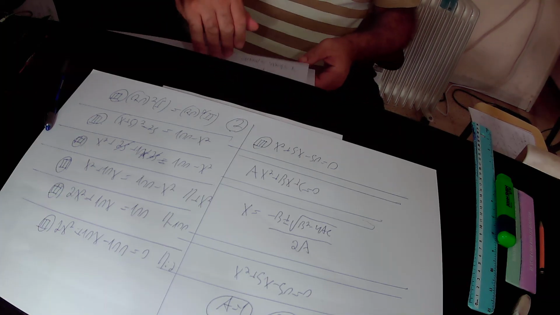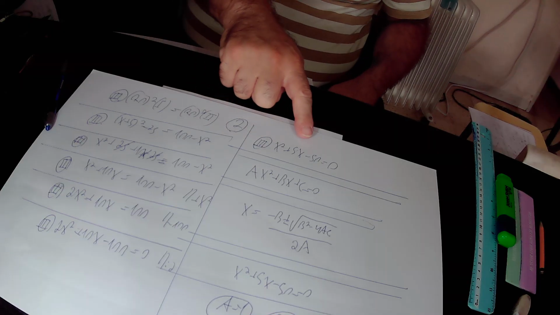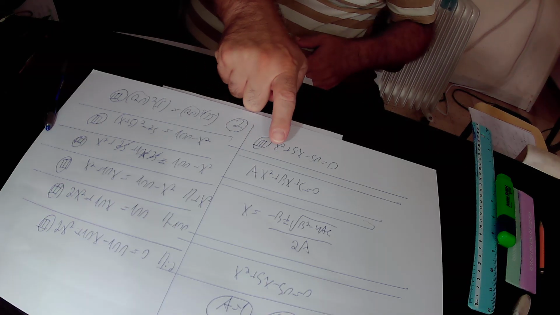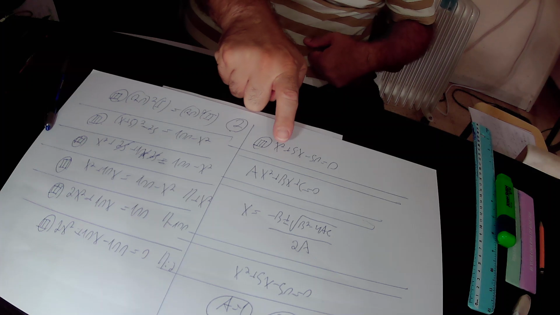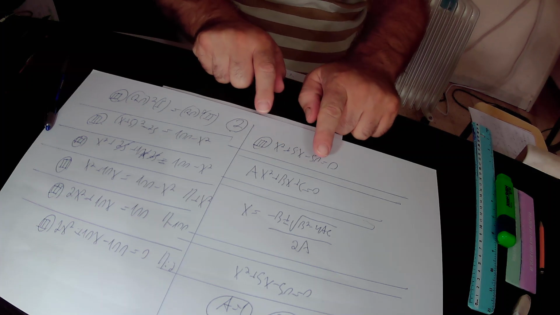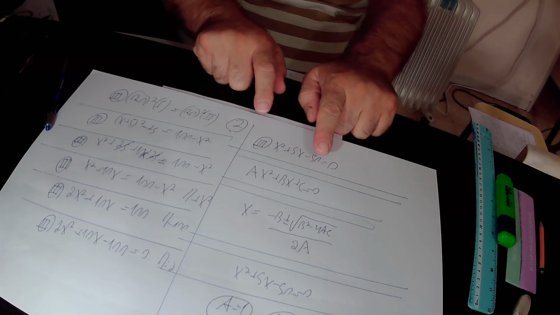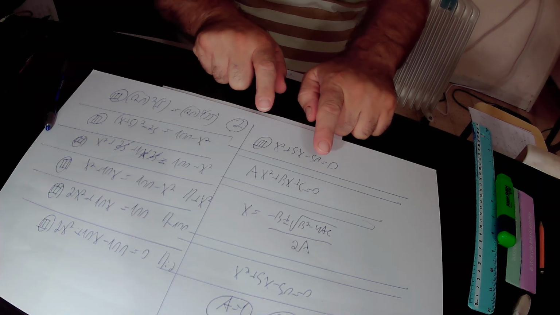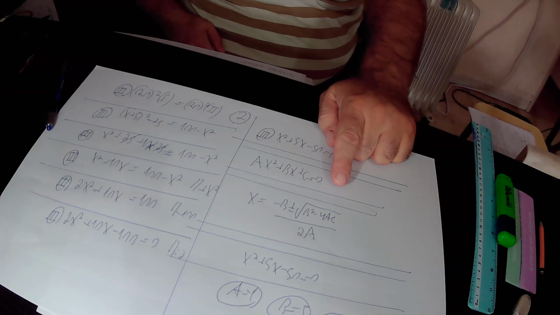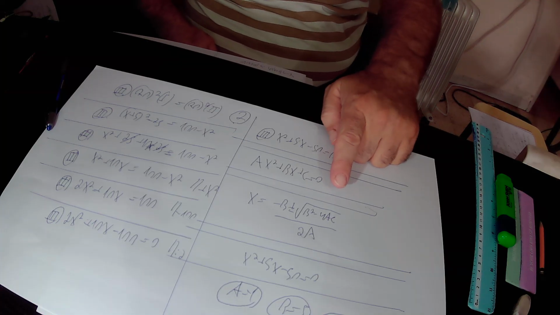So actually, this is a quadratic equation, and the general formula for a quadratic equation is ax squared plus bx plus c equals 0. In this general formula, a, b, and c are the coefficients of the quadratic equation, and x is the variable that we are looking for. And we find out the value of x according to the following formula: x equals minus b plus minus the square root of b squared minus 4 times a times c, over 2a.